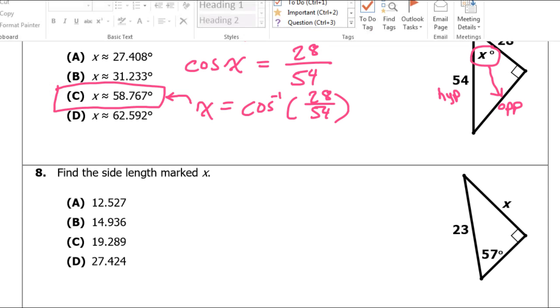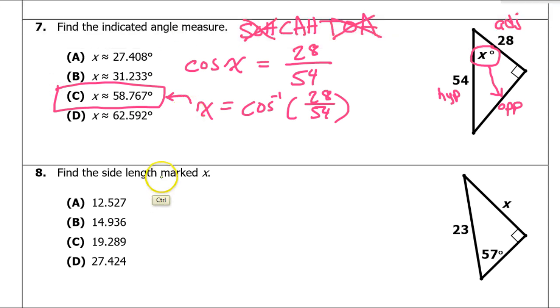So moving on to number 8. Find the side length marked x. Well, first of all, this 23 is the hypotenuse because it's across from the 90-degree angle. I see we have this 57-degree angle right here. Across from the angle will always be the opposite leg. Right next to the angle is the adjacent leg.